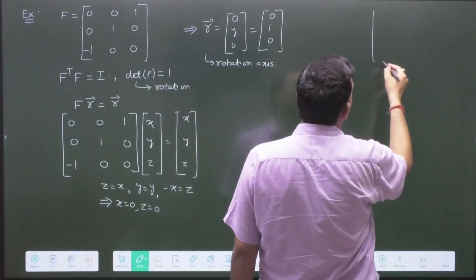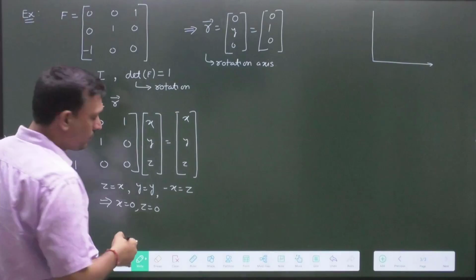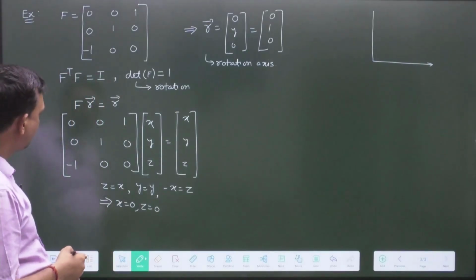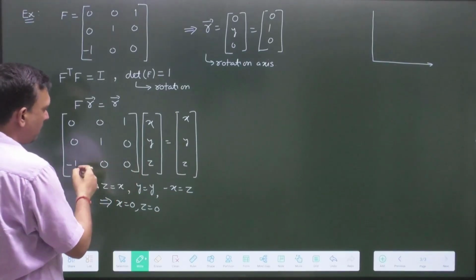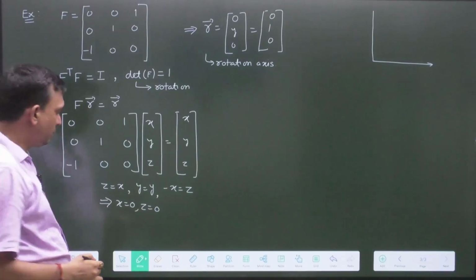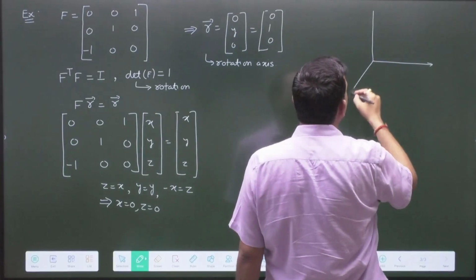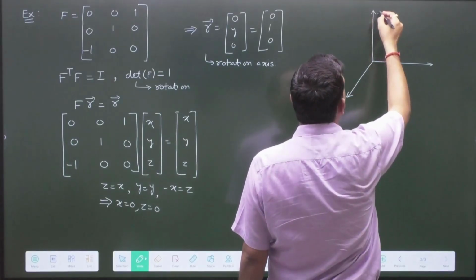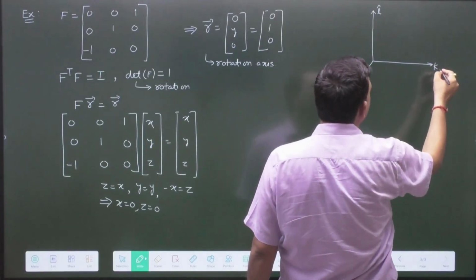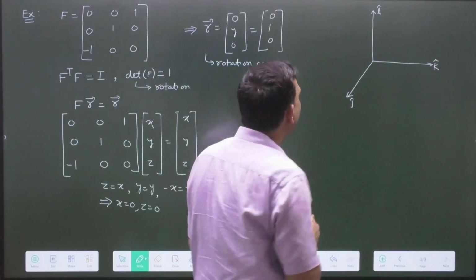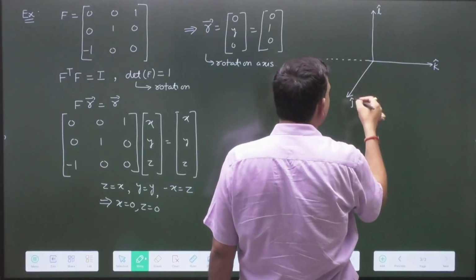Minus x is equal to z. This is the third one now. So let's see, if I take this as I cap, this as J cap, this will be K cap. Clear? In this case, this is the rotation axis.